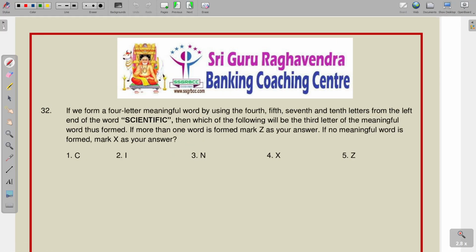Next, if we form a 4-letter meaningful word by using the 4th, 5th, 7th and 10th letters of scientific. From this the fourth one is E, and the 5th is N, and the 7th is I, and the 10th is C. So ENIC. By using these letters we get the meaningful word, that is nice. So nice is the only word. Okay, so what is the third letter of the meaningful word? That is C, the answer, option 1.